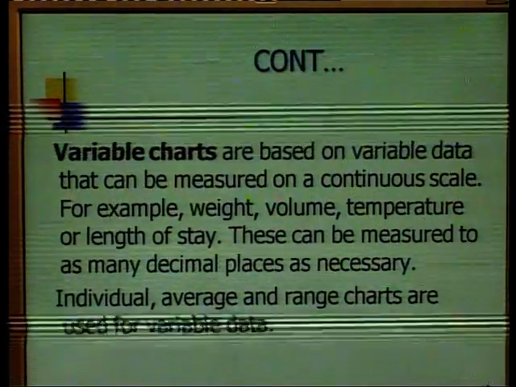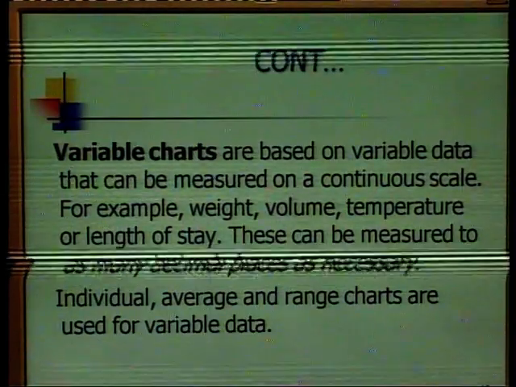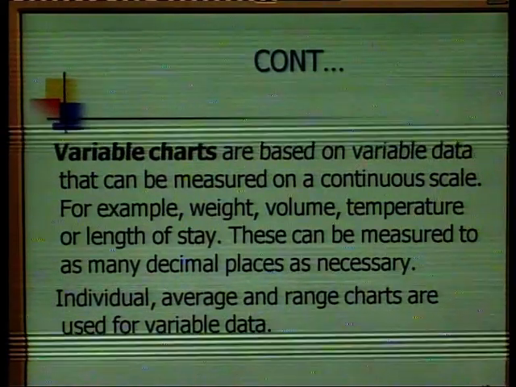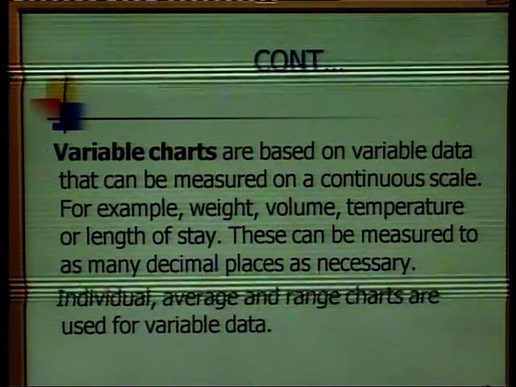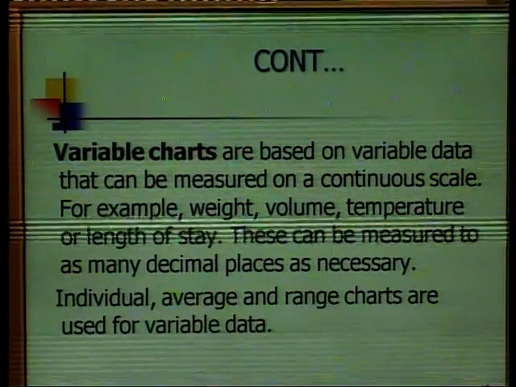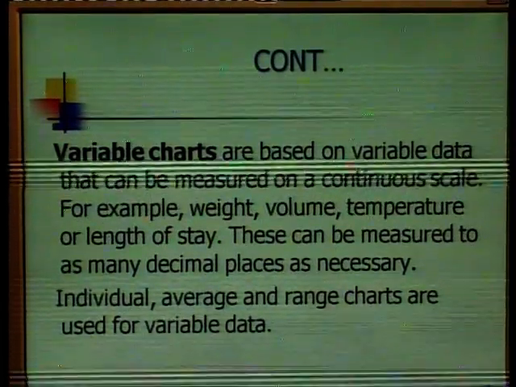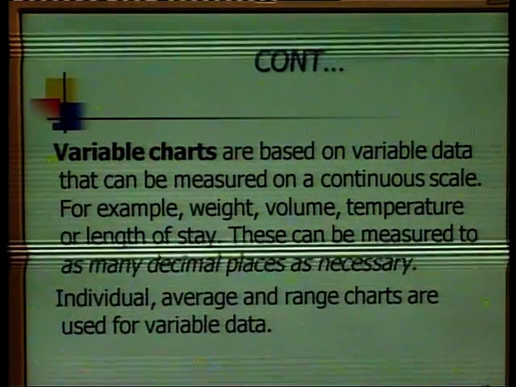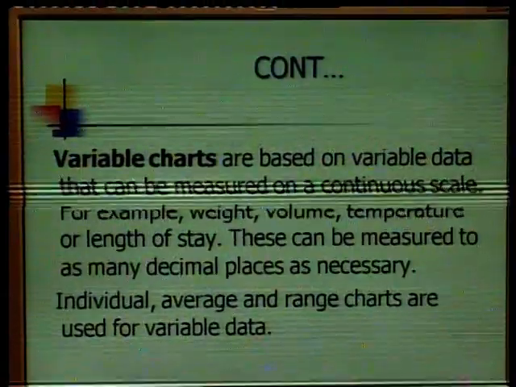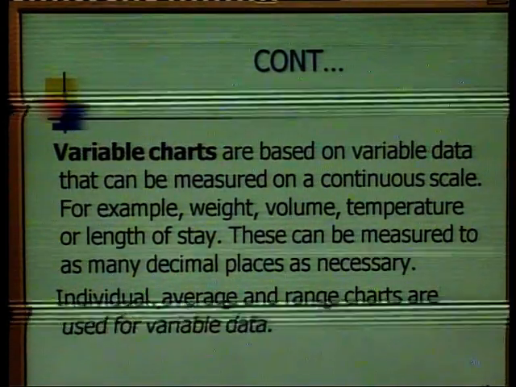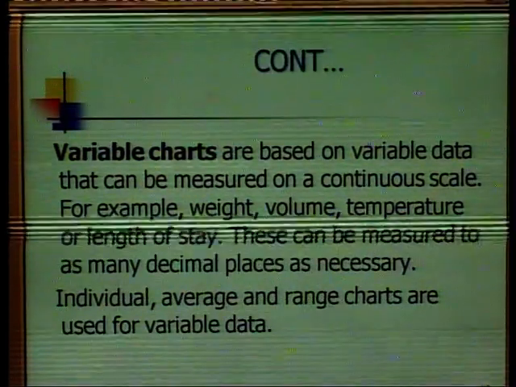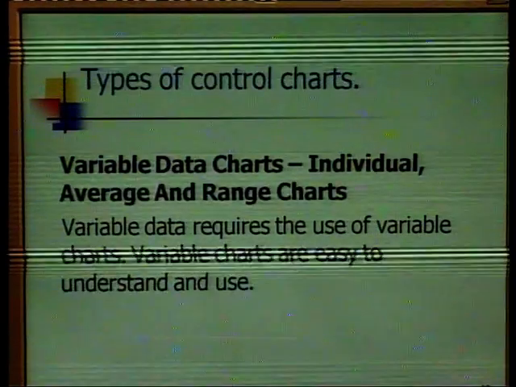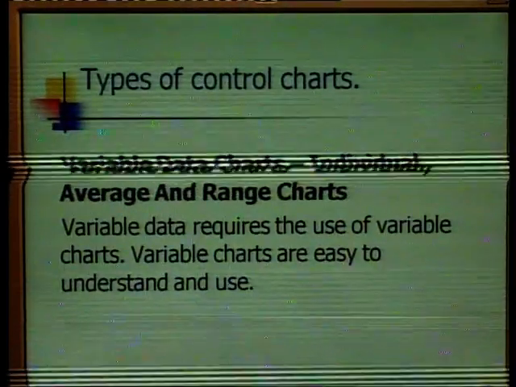Next are the variable charts. Variable charts are based upon variable data, which keeps on varying and can be measured on a continuous scale. That is, it is not separate, it is not discrete. Examples of this are weight, volume, temperature or length of stay, and these can be measured to as many decimal places as necessary. The charts which are used for variable data are the individual charts, average charts and range charts. We will discuss the variable data charts first of all.